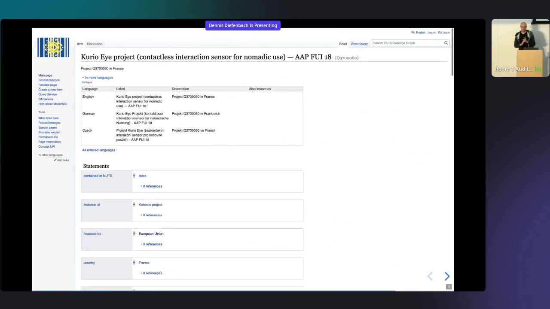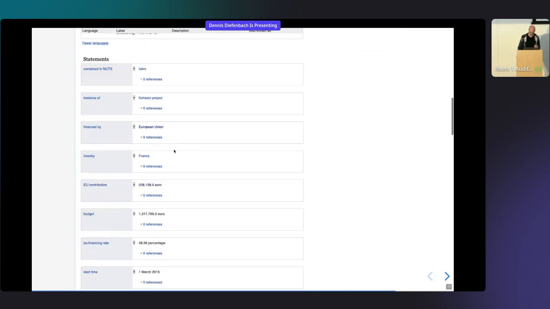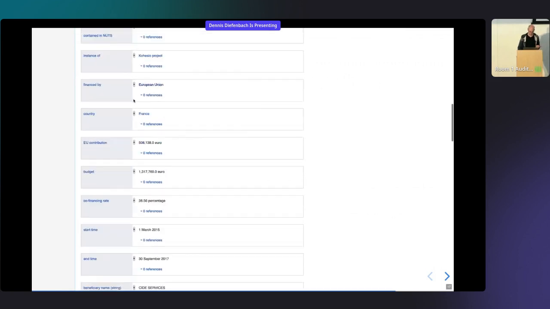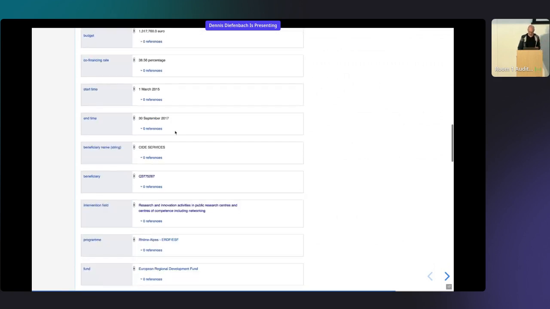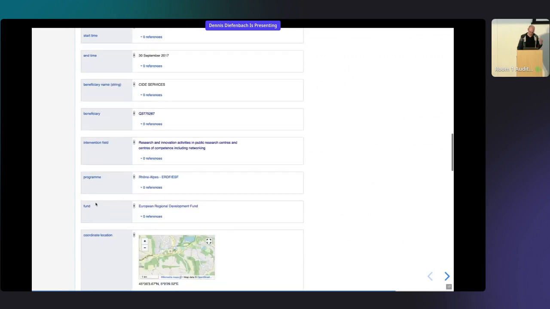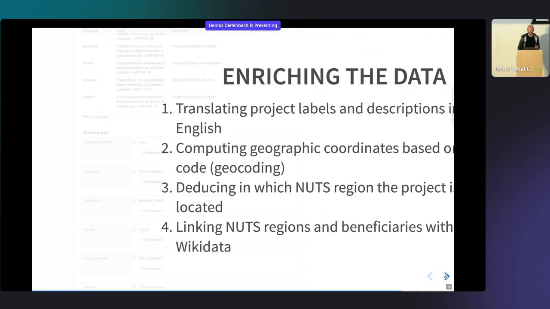This is a typical project. It's a project in France. We have its name in the 24 official languages. It is contained in a specific region. It's an instance of a Cohesion project financed by the EU in France for €500,000. The total budget was 1.3 million euros. It started and ended at a certain time. There is an intervention field, a program, a fund, and some other metadata about it.